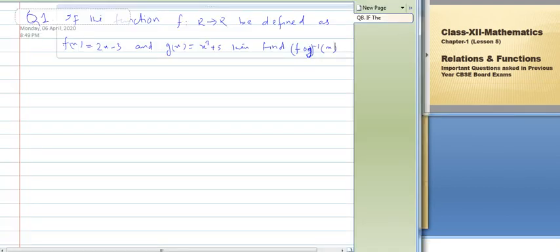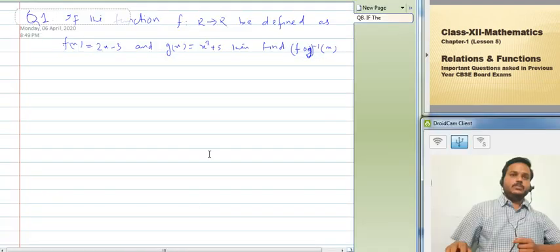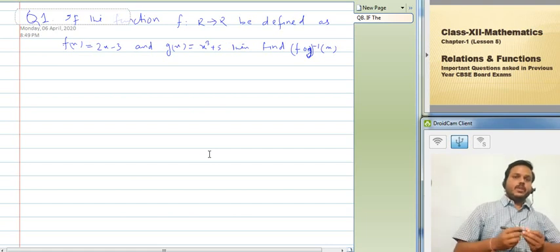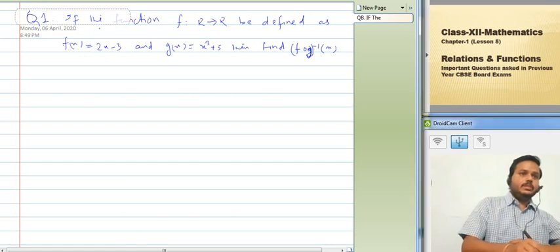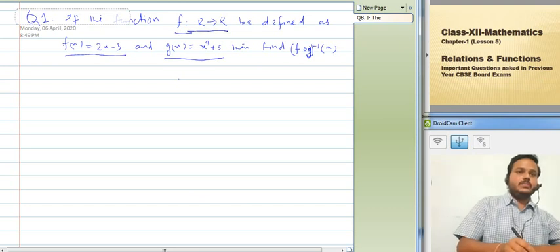Now let me take the first question itself. Here it is in front of you. If the function f from R to R be defined as f of x equals 2x minus 3 and g of x equals x cube plus 5, then find f of g of inverse of x. So now I am going to solve this question.